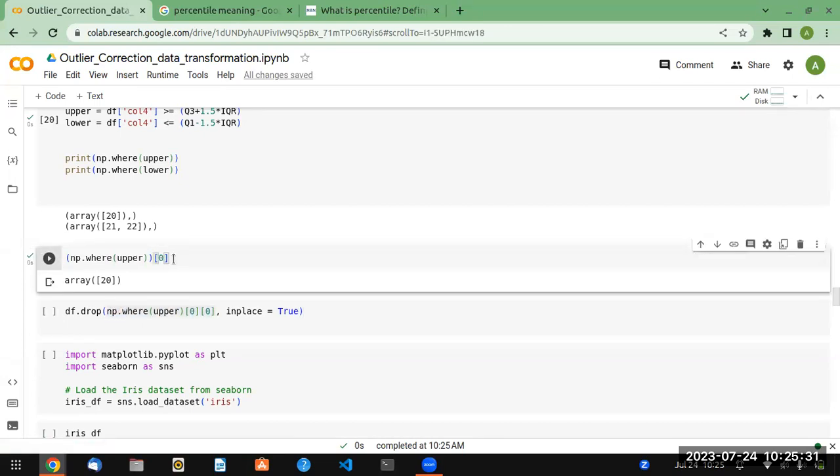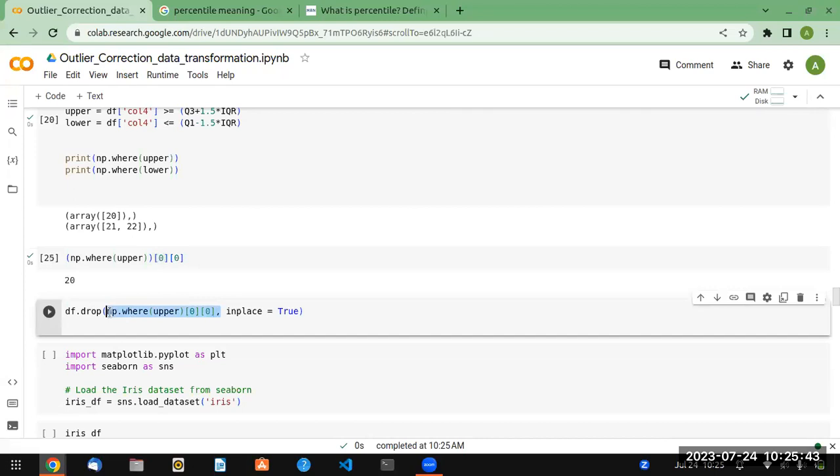Because this is giving me a tuple of arrays. So by accessing the first element, you are accessing the array. Then again, you access 0. It will give me what? 20. So that's why I've written here to drop these indexes: df.drop, then np.where upper, then this 2. You understood, right?